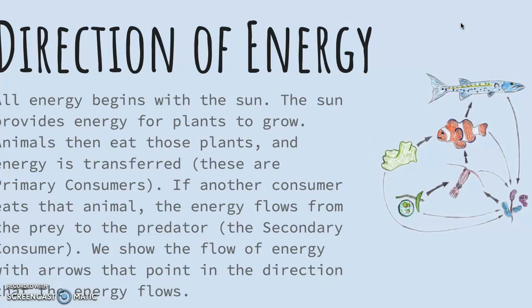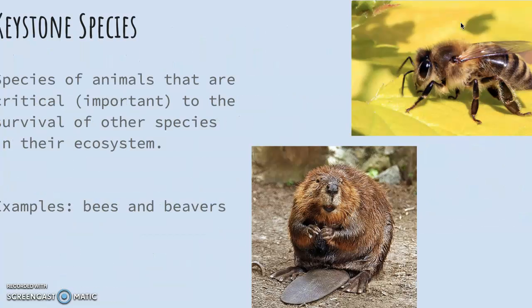So we show the flow of energy with arrows that point in the direction that the energy flows. In this picture, our energy flows from the little leaves to the shrimp, to the clownfish, to the larger fish, and then back down. I think that once that energy leaves that blue fish at the top, it goes back down. So that must be the decomposer in this model.